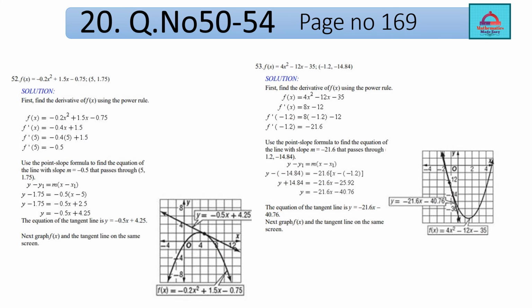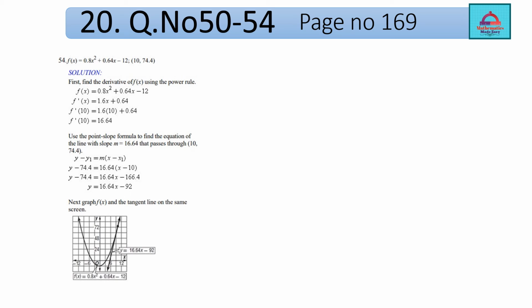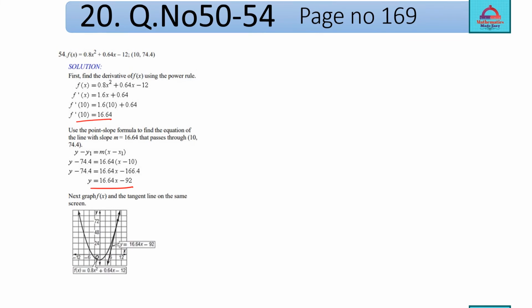Similarly, here now I have provided you the answer key for 52 and 53. So you do the slope at the point, use the point slope form, put all the variables in the equation, graph the parabola and the tangent. In a similar way, you get your answers for the answer key of 52, 53 and 54 like this. Solve the question and check your answers.